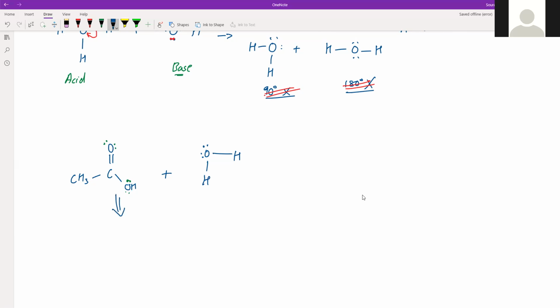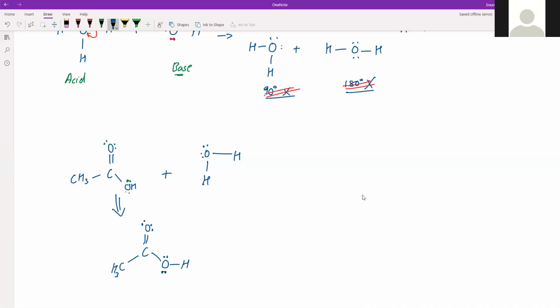This part I can write like this: C double bond O, and this O has a single bond with H, and here we have CH3. Now this O has 2 lone pairs, and this oxygen also has 2 lone pairs.